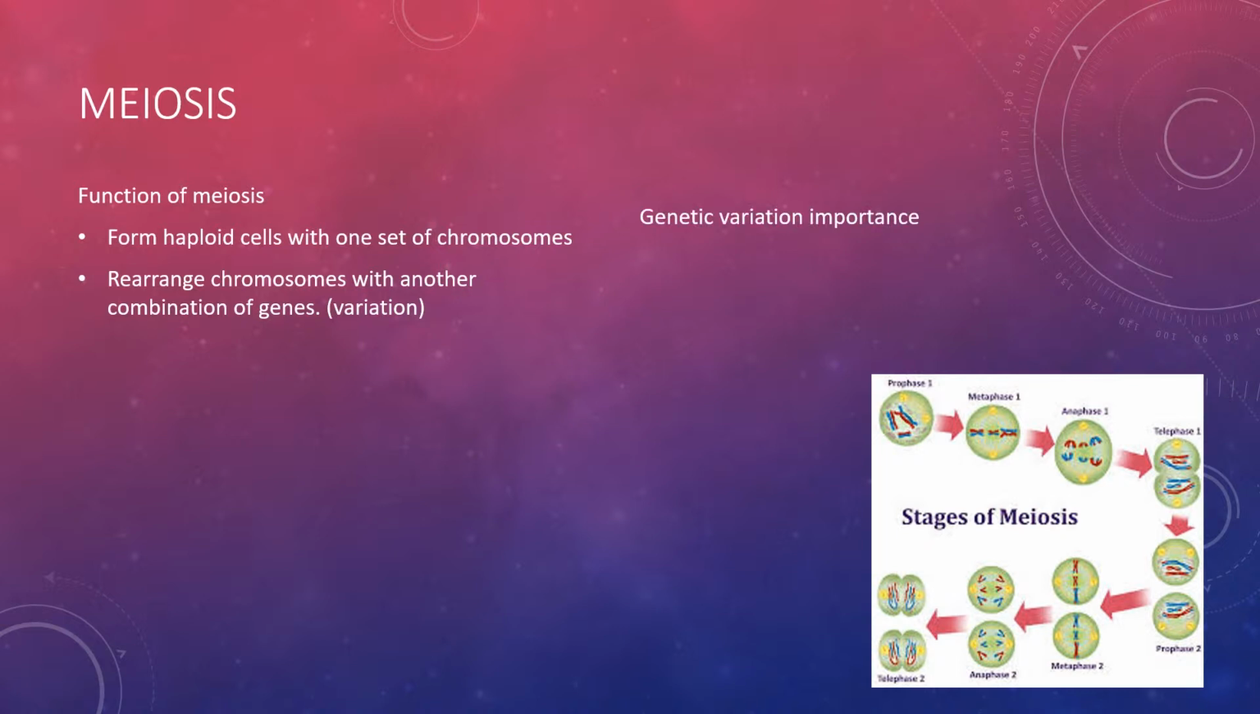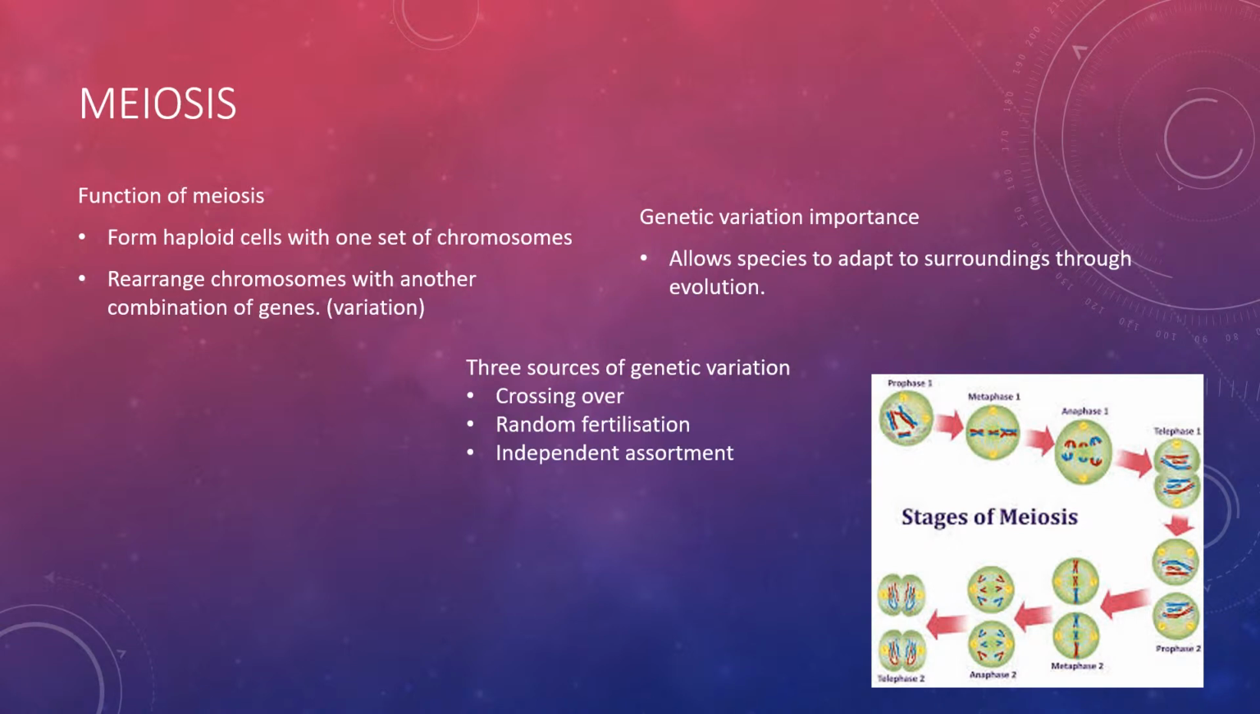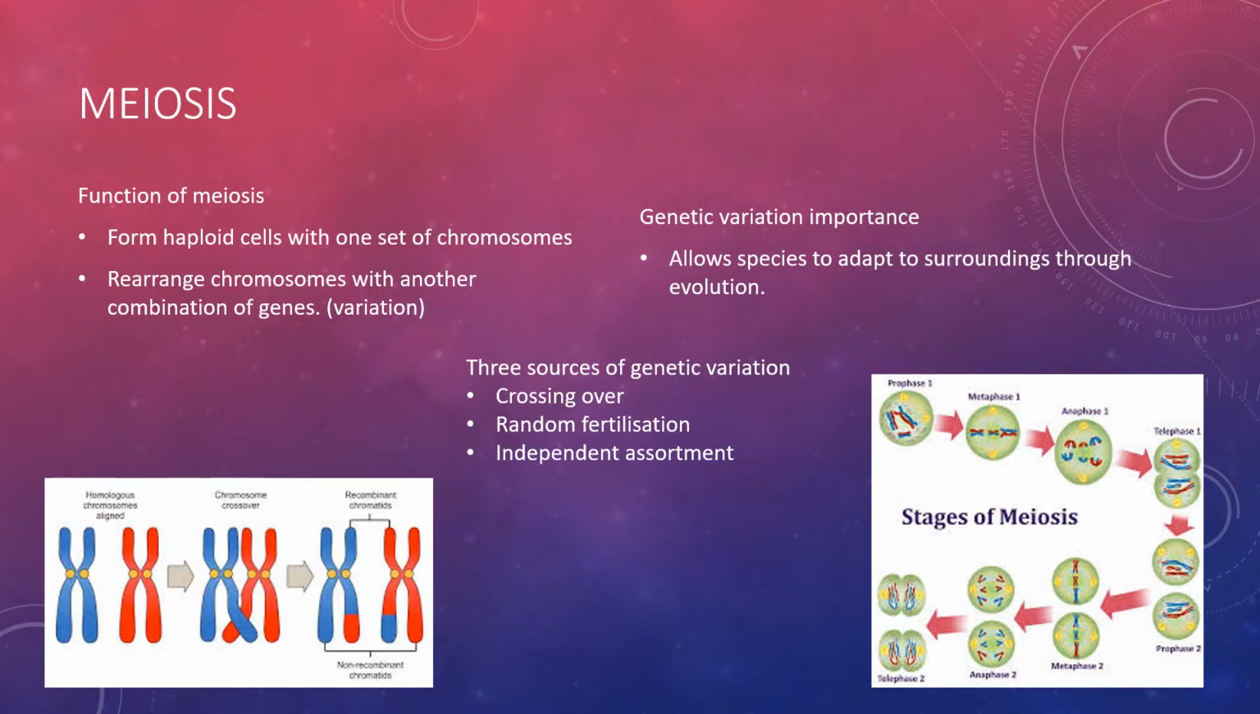So the importance of genetic variation, well, it allows species to adapt to their surroundings through evolution. And what are the three types of genetic variation? Well, you have crossing over, random fertilization, and independent assortment. So this is crossing over. As you can see, you have your two homologous chromosomes next to each other. You can see the crossing over occurs here, and a part of this blue has been swapped with this part of red, but they're swapped in equal quantities. That's the one thing you have to know.